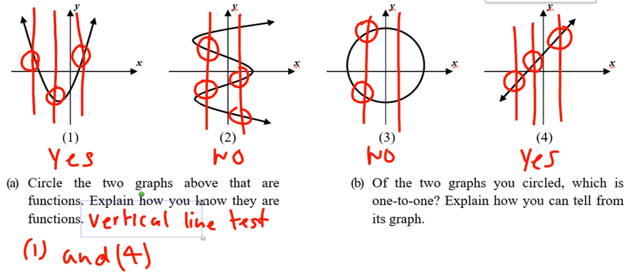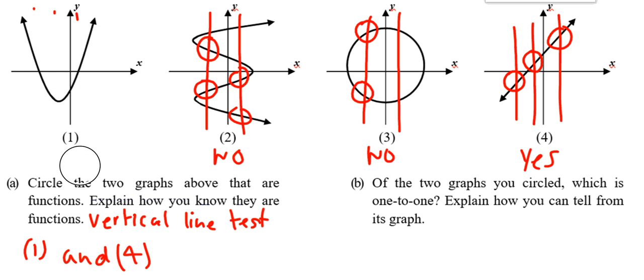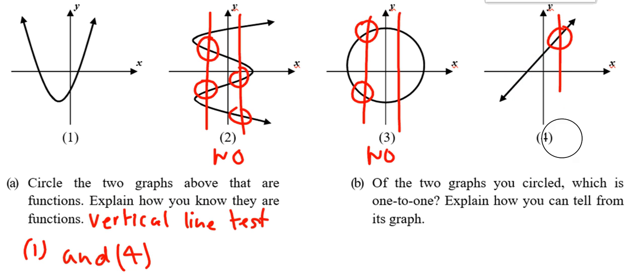Part B says, of the 2 graphs you circled, which is one-to-one? Explain how you can tell from its graph. Well, I'm going to go ahead and erase what's going on in graph 1 and graph 4 because those are the graphs I'm really trying to see if they're one-to-one. So remember, for one-to-one functions, I have to have exactly one x value that maps to one y value. They can't repeat themselves.